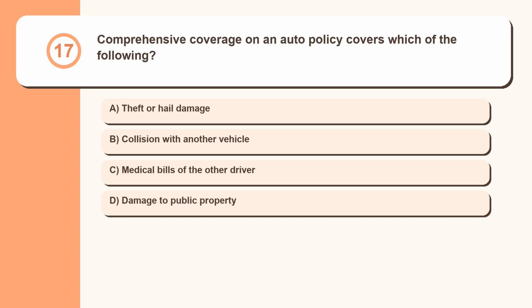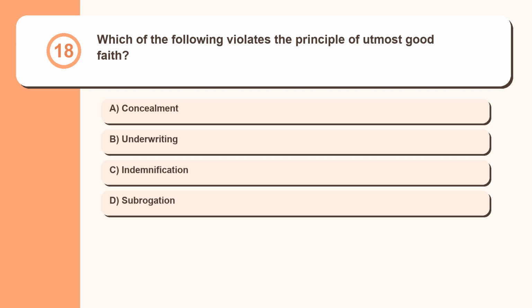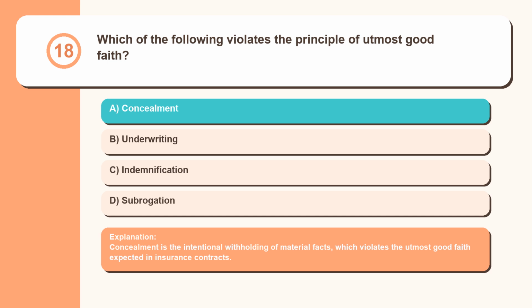Question 17. Comprehensive coverage on an auto policy covers which of the following? Theft or hail damage, collision with another vehicle, medical bills of the other driver, damage to public property. Comprehensive, or other than collision, covers non-collision events like theft, fire, vandalism, and weather damage. Question 18. Which of the following violates the principle of utmost good faith? Concealment, underwriting, indemnification, subrogation. Concealment is the intentional withholding of material facts, which violates the utmost good faith expected in insurance contracts.